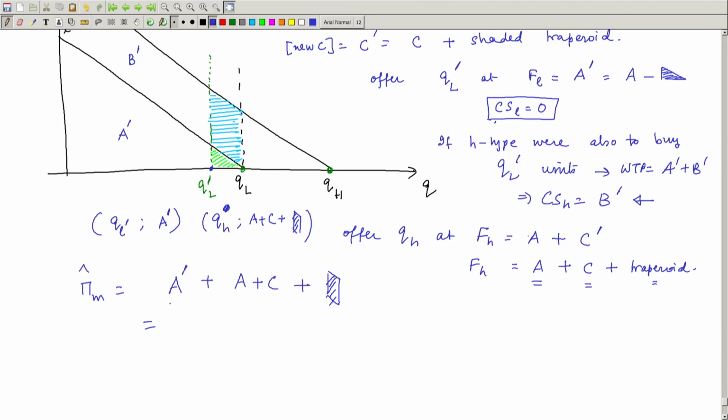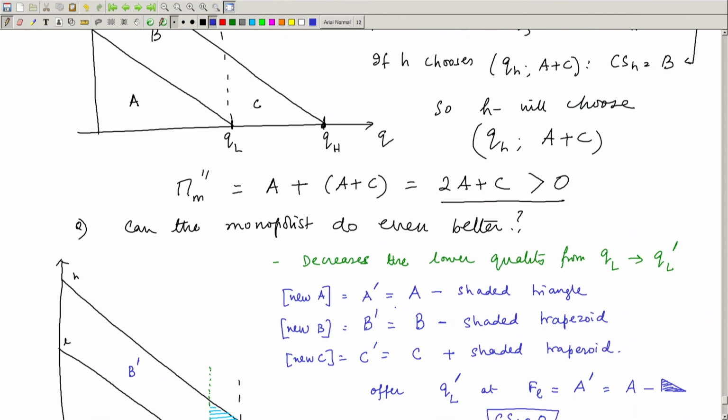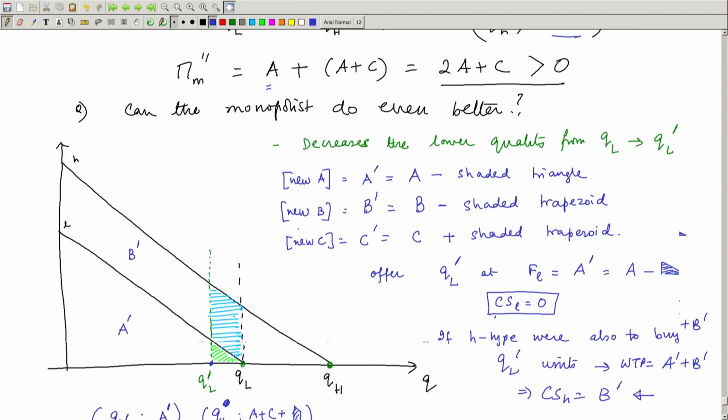What is A prime? I already know A prime is essentially A minus the shaded triangle, right. So, that is A minus the shaded triangle plus A plus C plus the shaded trapezoid, which is essentially 2A plus C plus the shaded trapezoid minus the shaded triangle. Now, what was 2A plus C? 2A plus C was my profit earlier, where I was offering QH to H type at A plus C and QL to L type at A, right, which gave me a profit of 2A plus C.